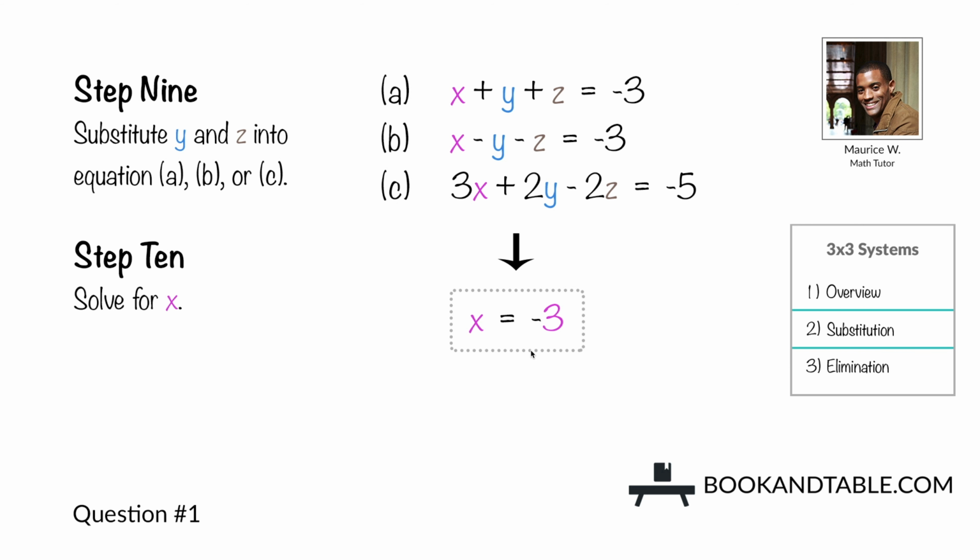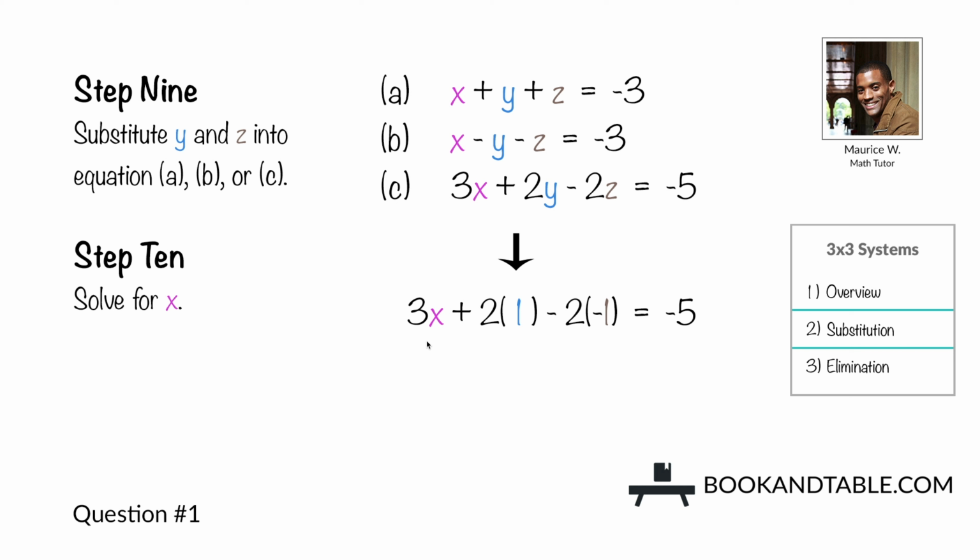If you substituted y and z into equation B instead, that would have given us x minus 1 minus -1. Minus -1 is +1, so that cancels out -1, leaving us with just x. So again, we get x is equal to -3. Or you could have chosen to plug y and z into equation C to solve for x.